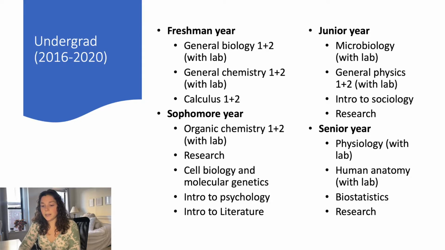Let's see, cell biology and molecular genetics was a course that probably isn't offered everywhere, or maybe it's just called something different at different places, but I took that. I also took intro to psychology and intro to literature, which I wanted to point out, intro to literature was one that fulfilled English credits at several schools. So you have to keep in mind to be taking types of classes that aren't necessarily science, but they do end up being requirements.